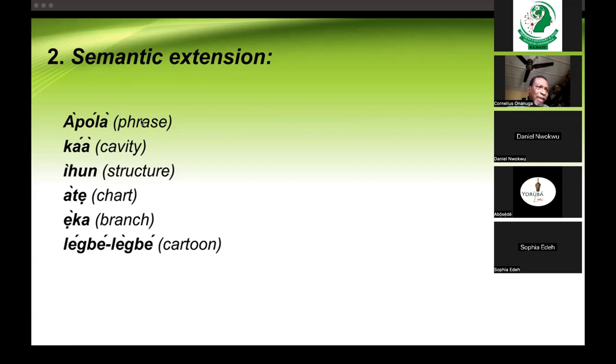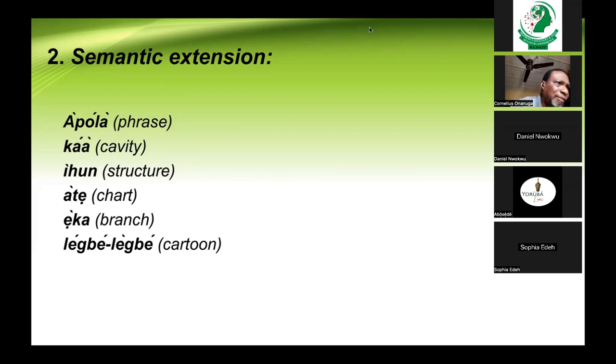So we have Apola. The meaning of Apola is quite different in the Yoruba language, but when it comes to linguistics or phonology or morphology, you talk about Apola. And the same thing, ka, which we use to denote cavity. Ka is a part of the house in the past, like an inner veranda, but the word has now been borrowed to mean something else. So these are some of the ways by which new words are brought to bear through the metalanguage or neologism.